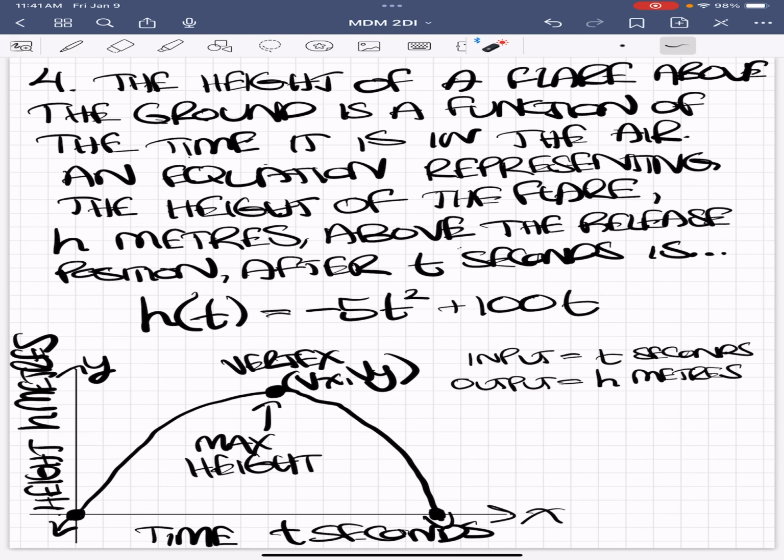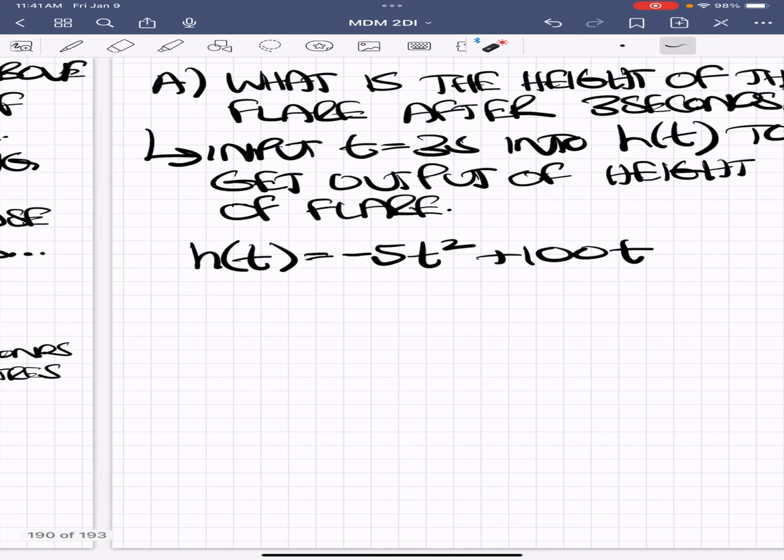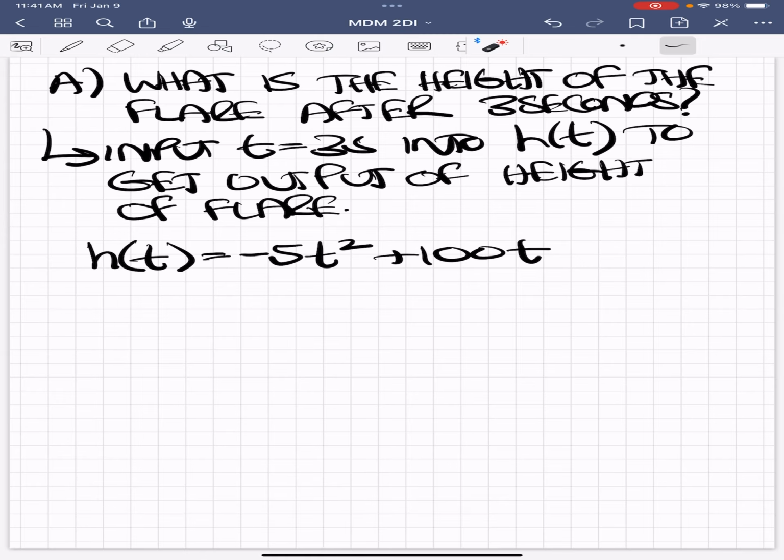We have a diagram to represent the flare's position and how it gets shot into the sky and eventually returns down to the ground. We have time in t seconds, so that's x, that's our input, and then we have our output in h in meters of height. And then we have our vertex and our maximum height of the flare. So what is the height of the flare after 3 seconds?